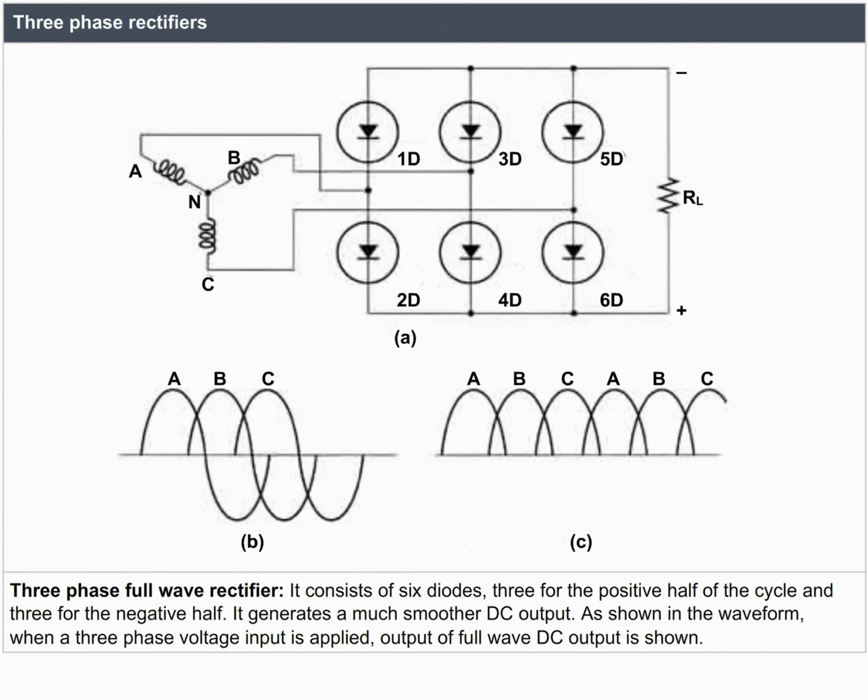Three-phase full-wave rectifier. It consists of 6 diodes, 3 for the positive half of the cycle and 3 for the negative half. It generates a much smoother DC output. As shown in the waveform, when a three-phase voltage input is applied, the full-wave DC output is shown.